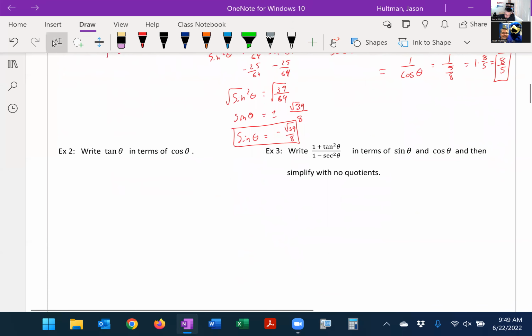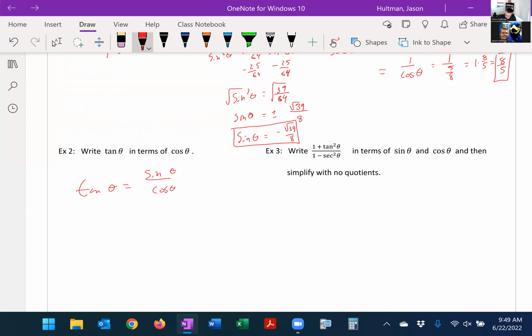Okay, example 2, write tangent in terms of cosine. Okay, so tangent of theta is equal to, in terms of cosine, sine over cosine, sine theta over cosine theta.